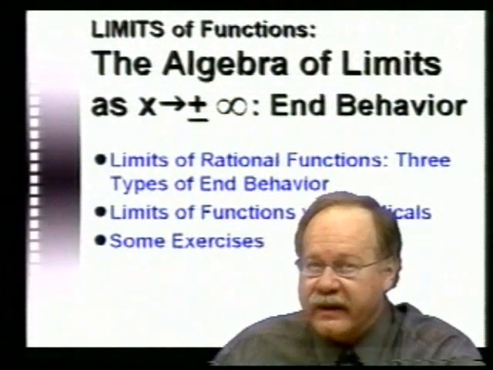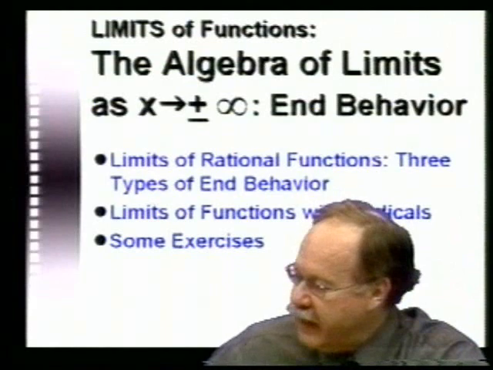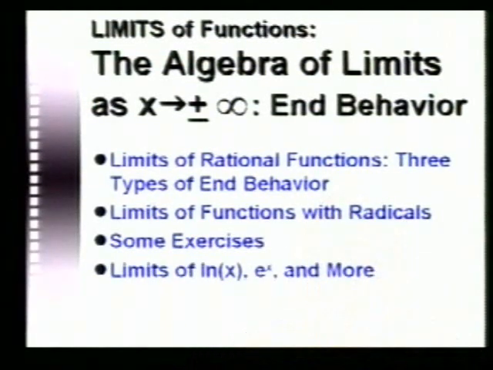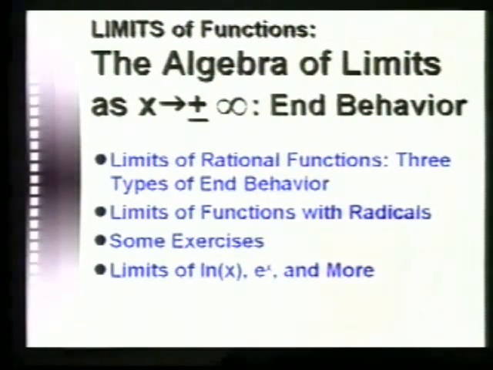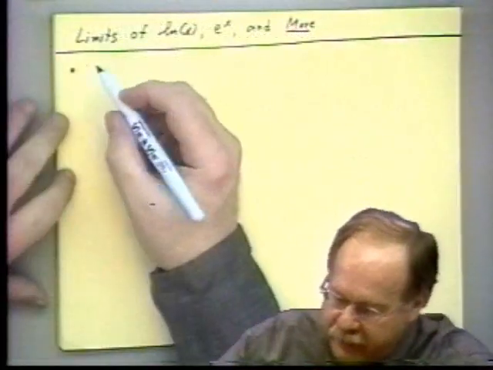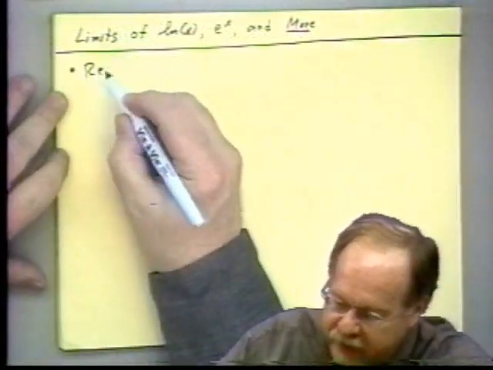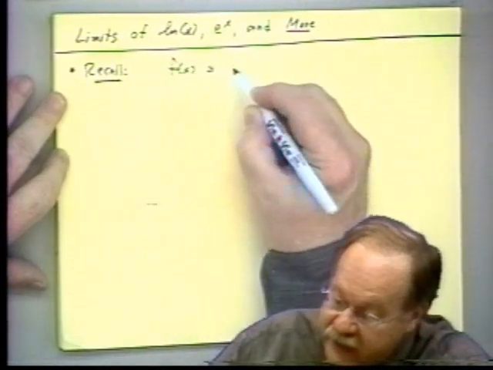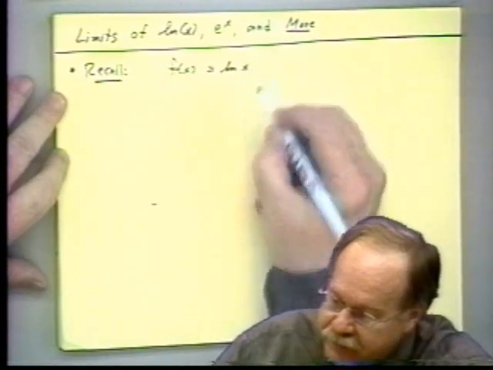Now, as a last note on this section, as we look at the end behavior, we will now look at limits of the natural log of x, e to the x, and more, in particular the trigonometric limits. So let's take a look at this. The first thing is we'll look at the very first one that's listed there. The function is f of x equals the natural log of x.